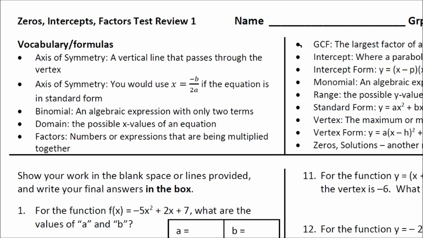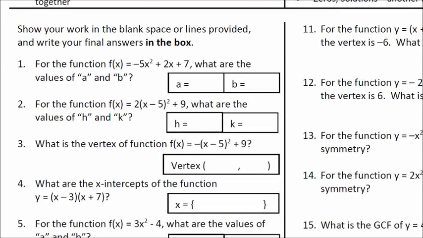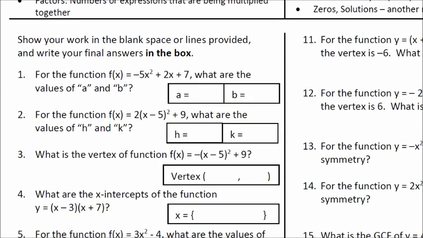Alright, let's take a look at question number 1. Show your work in the blank space or line provided and write your final answers in the box. For the function f of x equals negative 5x squared plus 2x plus 7, what are the values of a and b? So class, we need to recognize that this is a standard form quadratic. That means the a is on the squared term, the b coefficient is on the variable without a squared exponent, and the c is the constant. So in this case we have an a value of negative 5 and a b value of 2.